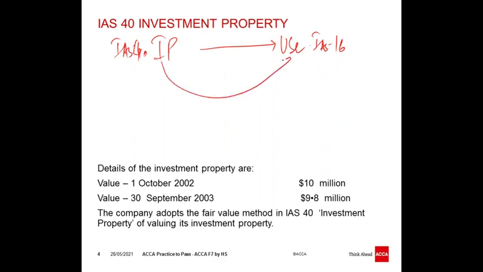Now, if this property is being shifted from IAS 16 to IAS 40, the question is where the gain or loss will go at the time of transfer.